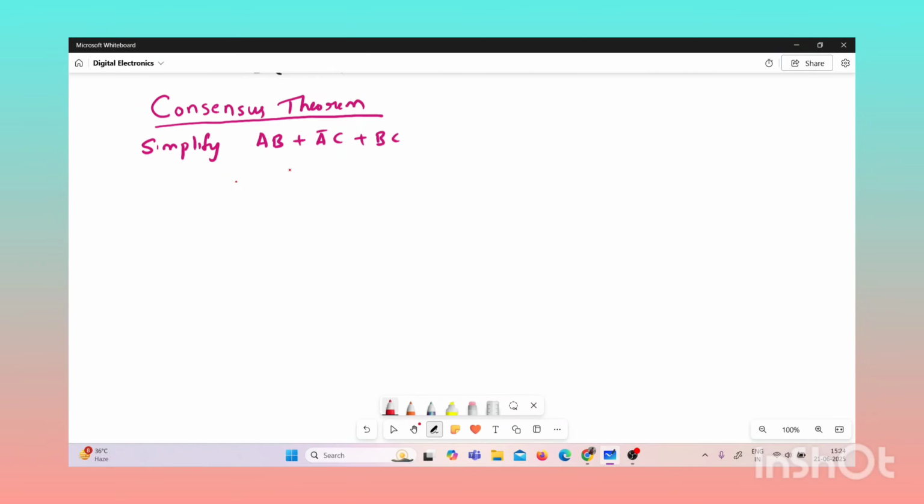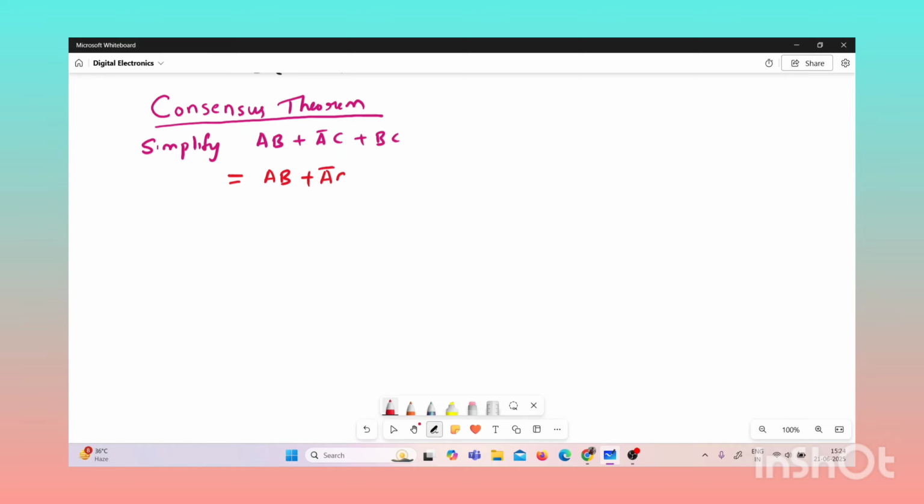Hi friends, today we'll see one of the topics in digital electronics, which is the consensus theorem. Let us simplify this expression: AB plus A bar C plus BC. Directly we cannot minimize this expression, so let us simplify it using some other procedure.